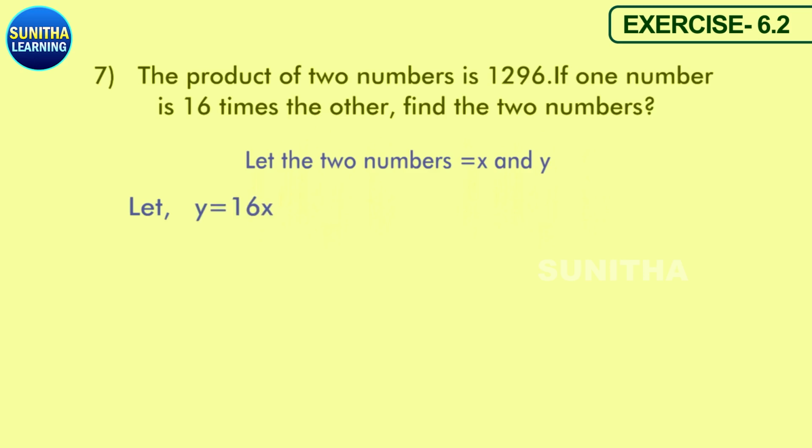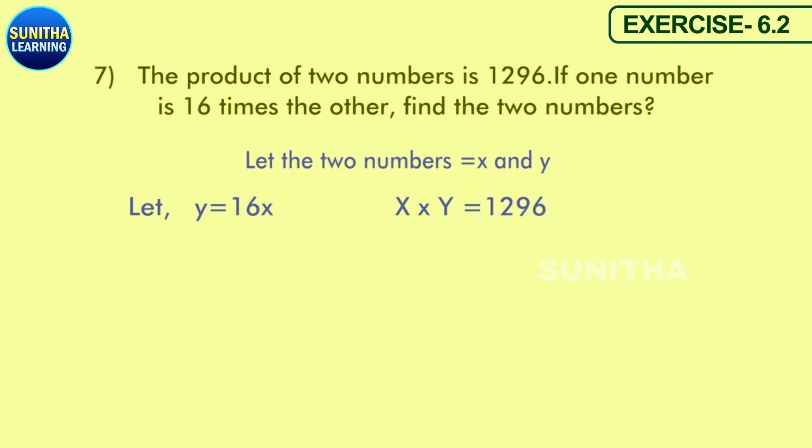They have given that in these two numbers, one of the numbers is 16 times the other. So let us write y is equal to 16x, because one of the numbers I took as y is 16 times the other. Now, according to the condition, the product of the two numbers, 1296, is given. Therefore, we can write x into y is equal to 1296.